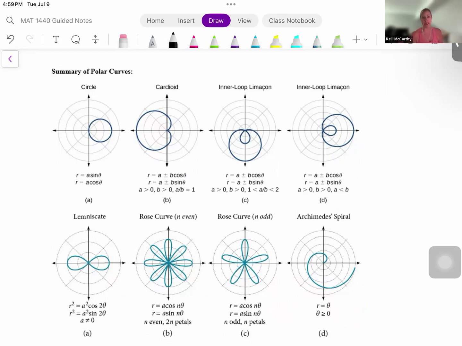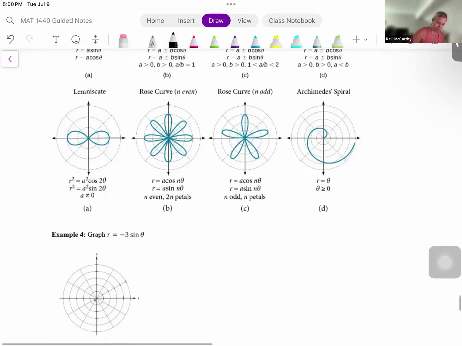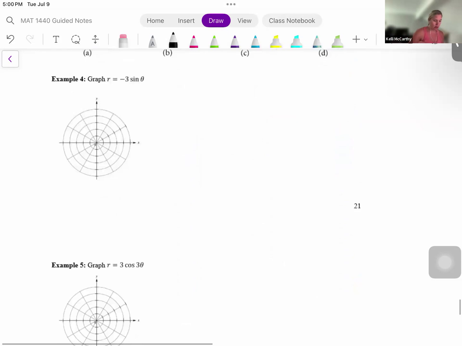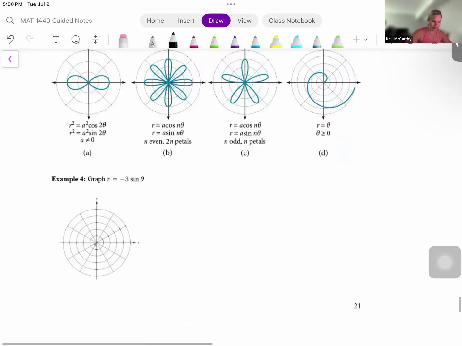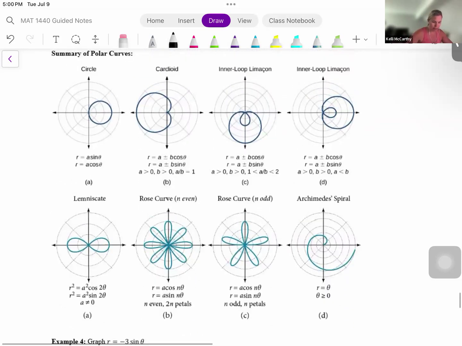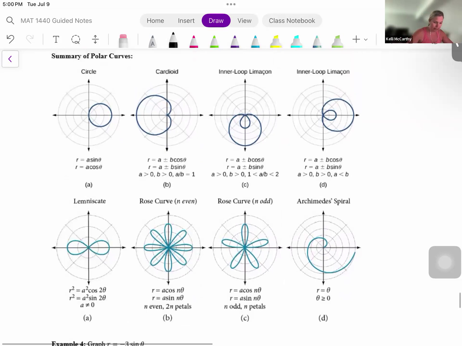But if you do recognize some of these things, and I'll talk about them as we go through some examples, there are some characteristics of a polar equation that can help you identify what the graph will end up looking like. So our first equation is r equals -3 sine theta. If we look at this summary of polar curves, -3 sine theta looks most like the equations for a circle. So we're expecting this to look like a circle.